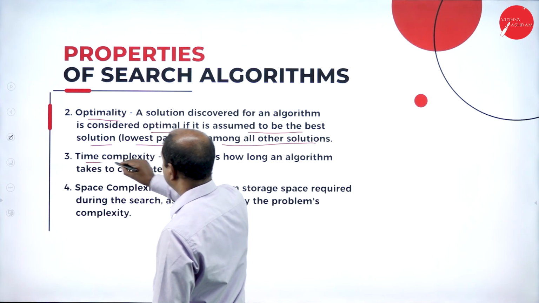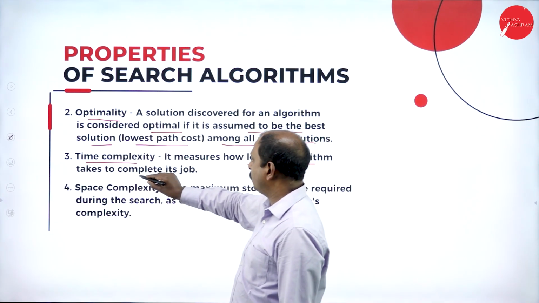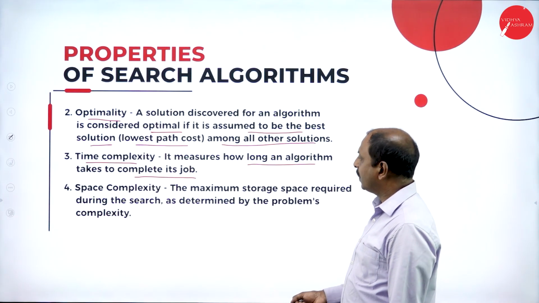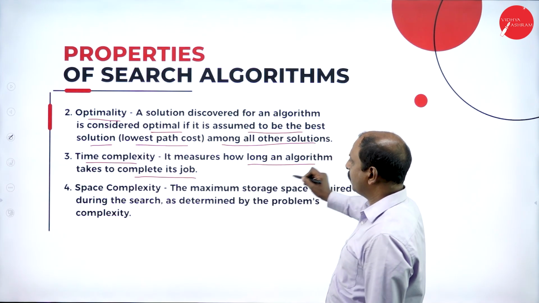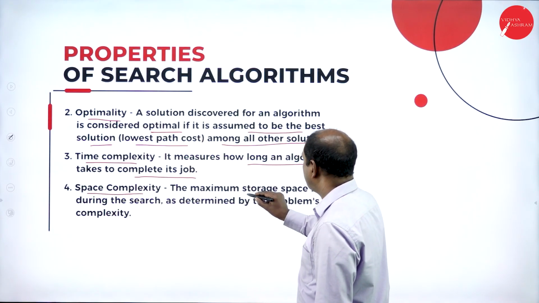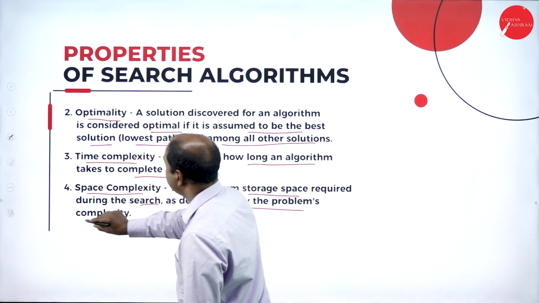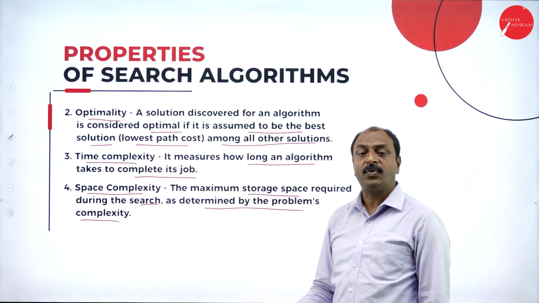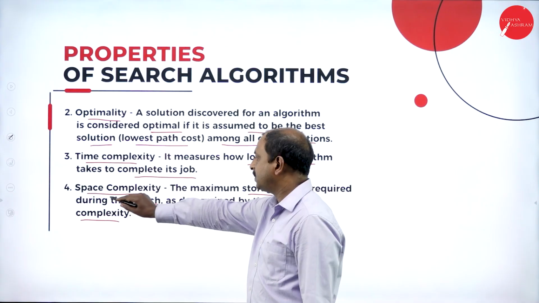Next one is time complexity. What is the definition of this? It measures how long an algorithm takes to complete its job. It depends on the time taken by any action to complete; that is the meaning of time complexity. Next one is space complexity, which is the maximum storage space required during the search, as determined by the problem's complexity. So the maximum amount of space should be available for a particular action to be executed or completed. This is space complexity.